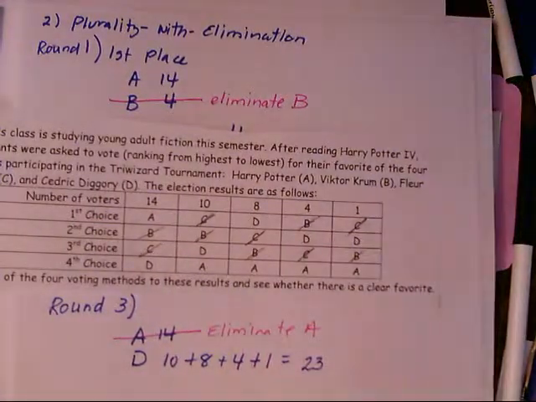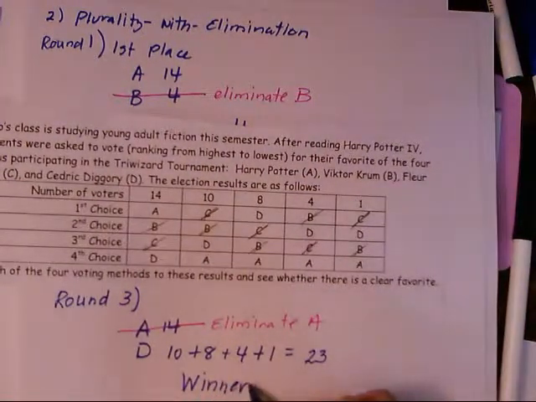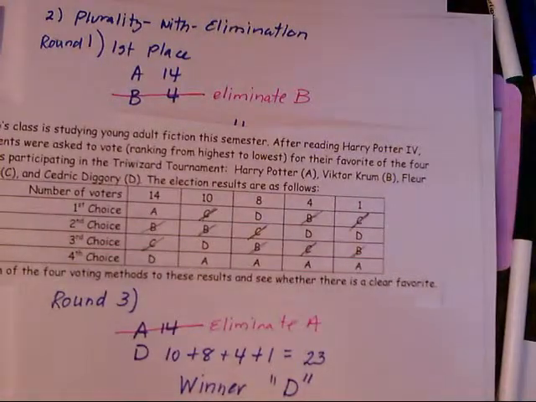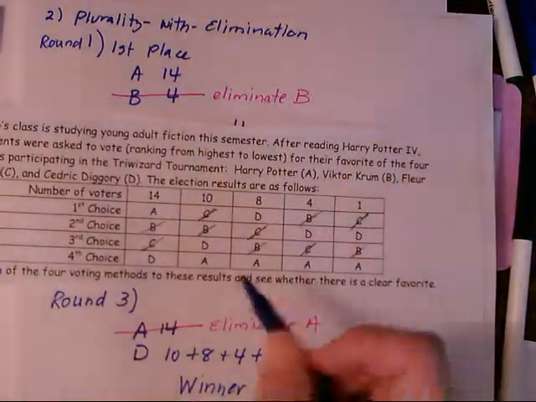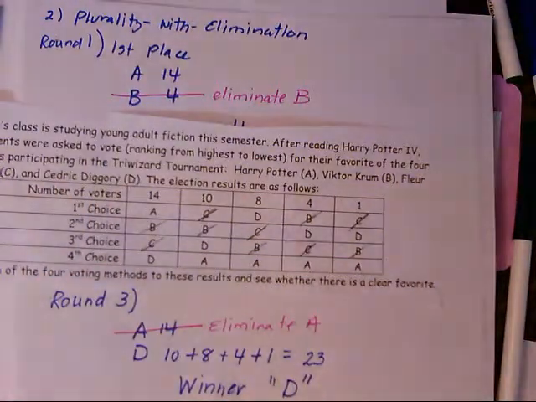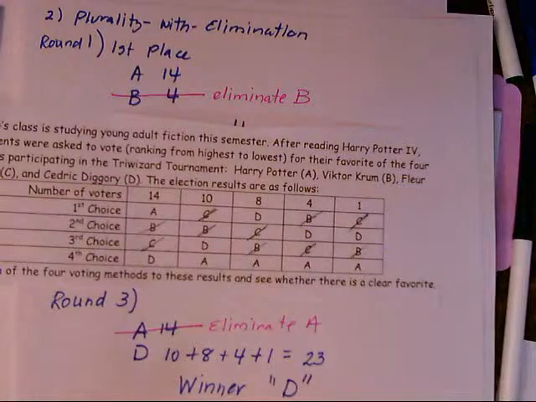And so at this point, we can declare the winner D, which was Victor, right? I think so. Yes, Cedric Diggory. Sorry, Cedric Diggory. Now, this is interesting because by doing a different method, we have found a different winner, okay, with the same exact data.